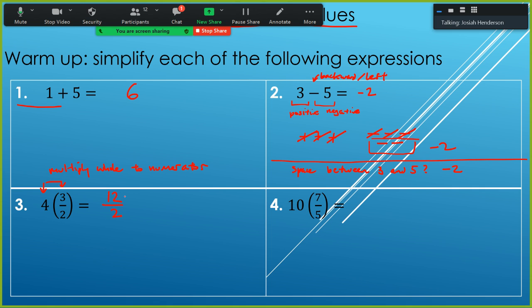Now we can try dividing it or reduce the fraction. So 12 does divide by 2, and it gives us a nice clean 6. So we can multiply those two top numbers. So 4 times 3 over 2, and that gives us 12 over 2, and that boiled down to 6. If you do the same thing for number 4, what do you get? I'm going to give you guys a chance. Try that out. Multiply the 10 times 7 and then divide by 5.